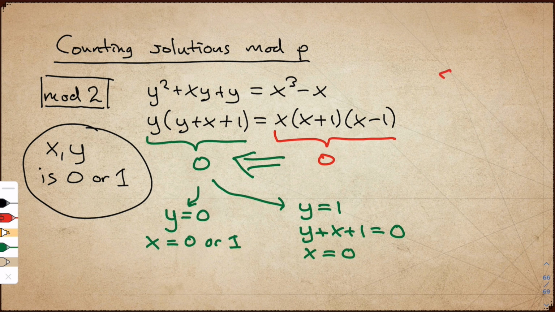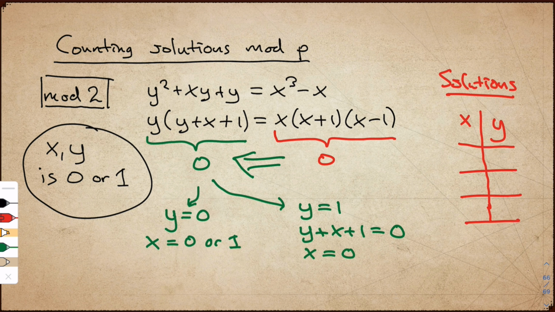All in all, mod 2, there are 3 solutions. When y is 0, x can be anything, and when y is 1, x is 0. And the number of solutions, 3, is what we wanted to find. That was mod 2.